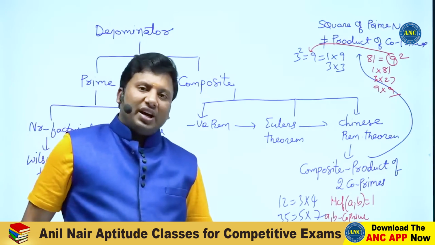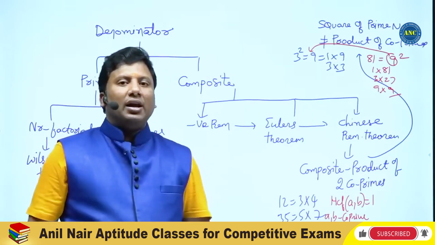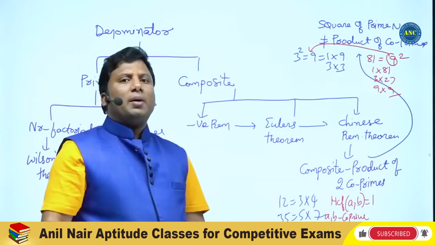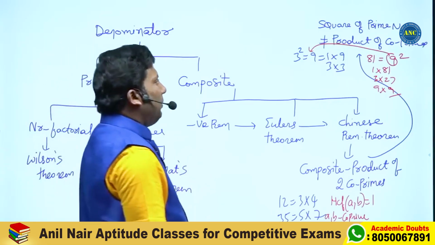Right from March 2nd week, we are starting with a mock CAT paper designed by Anil Nair discussion. In one of the papers, I created a question: which of the following numbers cannot be written as a product of coprimes?